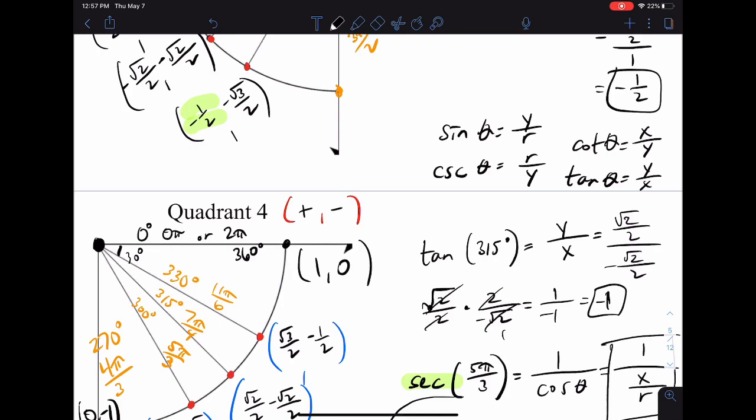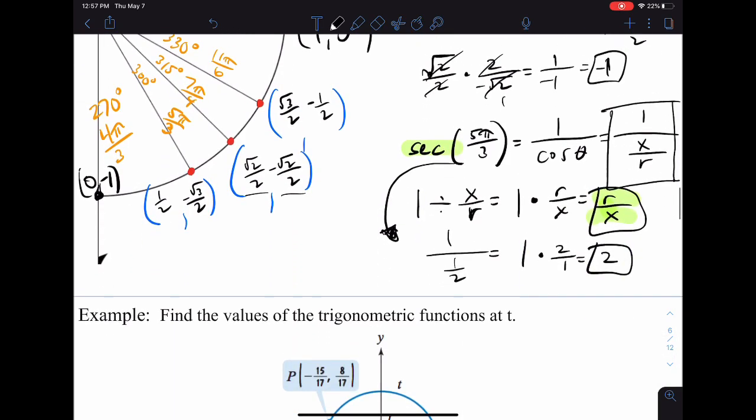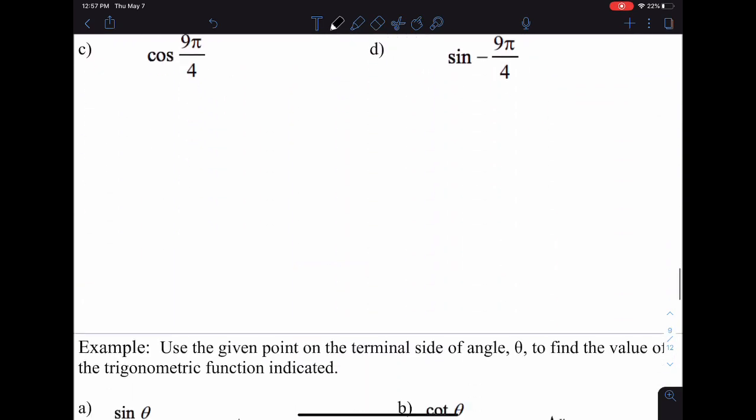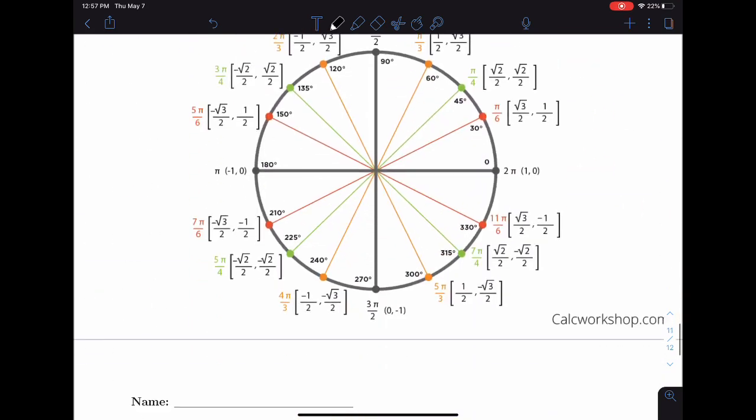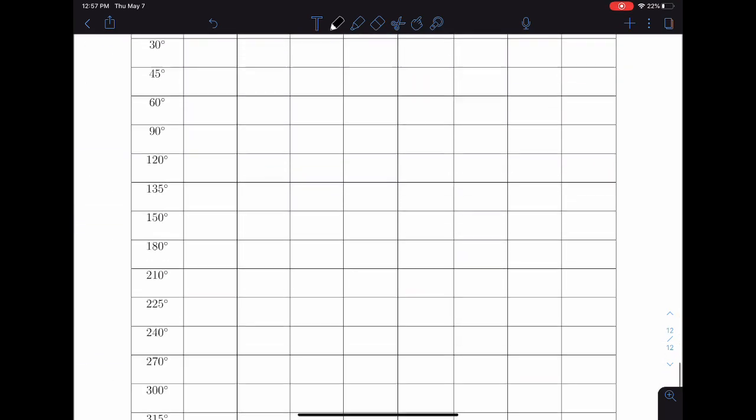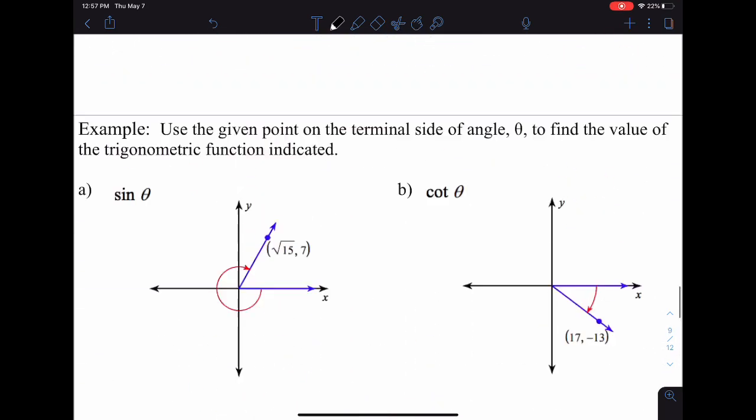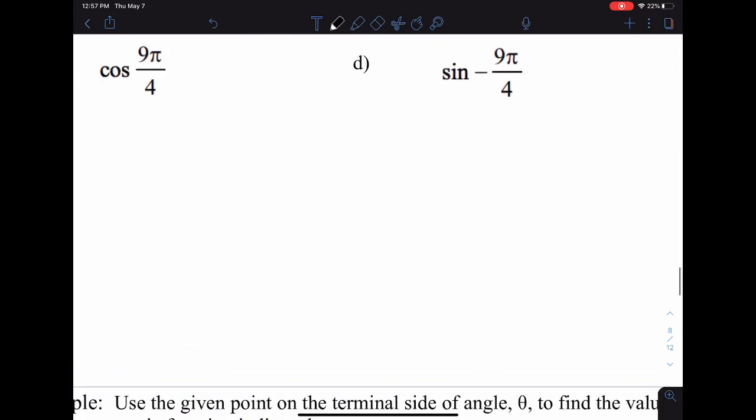Okay, so from now on, you do not have to do triangles. If you're comfortable using the methods I showed you, you can use those.